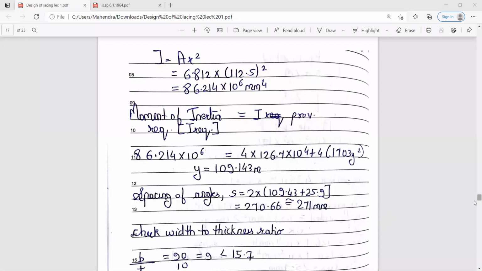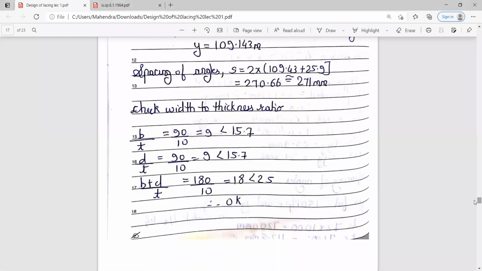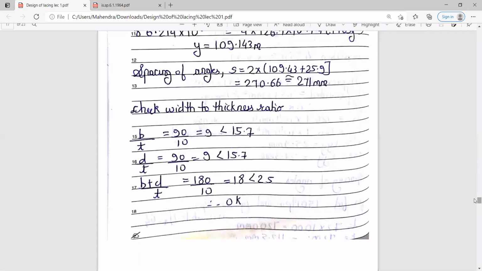Okay, so we had got the spacing. Now we need to calculate the width to thickness ratio. We need to check. So B by T, B is your 90 and T is the thickness, that is 10. So it is less than 15.7, so this is okay. Then D by T, again 90 by 10, again less than 15.7, so okay. So B plus D by T, B is 90, D is 90, that is 180, 180 by thickness 10, that is 18, which is less than 25. So okay. So your check for the width to thickness ratio is safe over here.